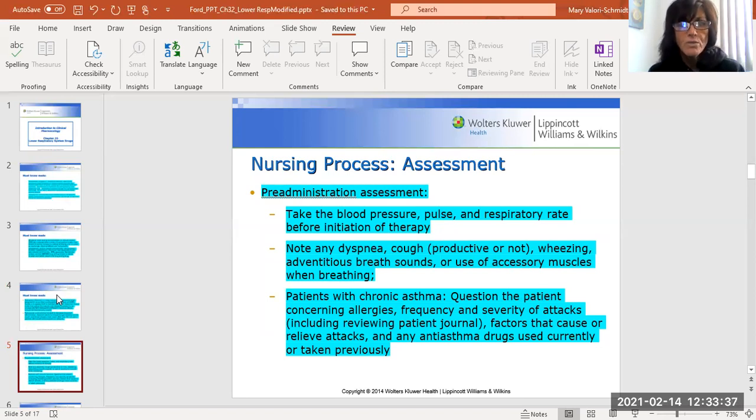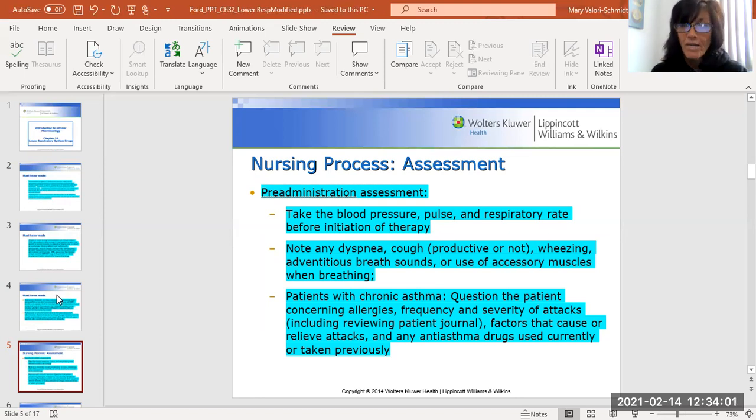Also document if you see them using accessory muscles when they're breathing, where they're lifting their shoulders to take a breath, right? If the patient has chronic asthma, you always want to make sure that you're documenting any allergies, because allergies can trigger an asthma attack. They should be keeping a journal about how often they're having asthma attacks and when they're using that rescue inhaler, how frequently, right?